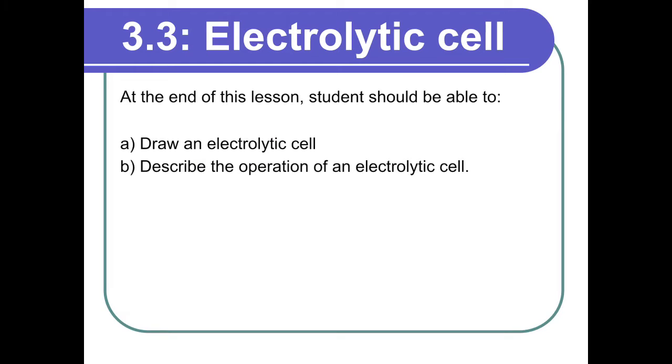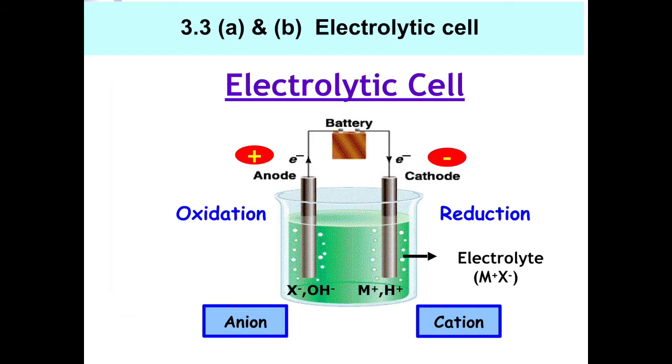In this video, we are going to learn about 3.3 Electrolytic Cell. At the end of this lesson, students should be able to draw an electrolytic cell and describe the operation of an electrolytic cell. The following diagram shows an electrolytic cell where we use a battery as a source of current.